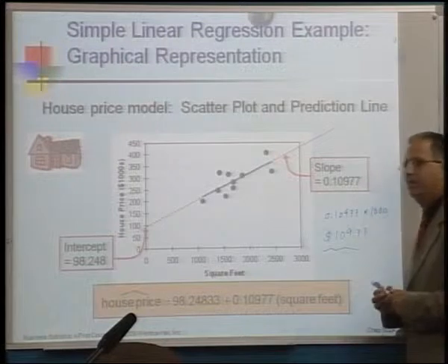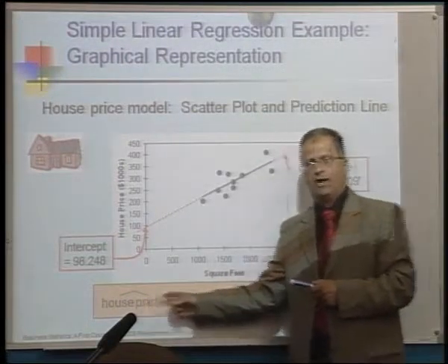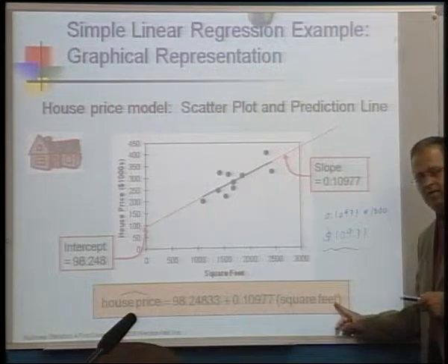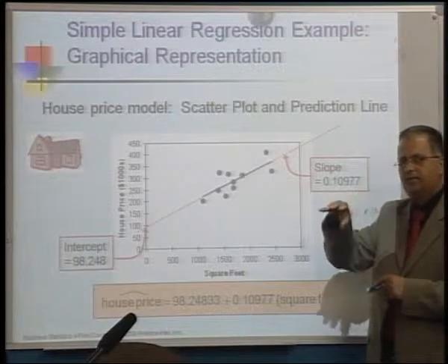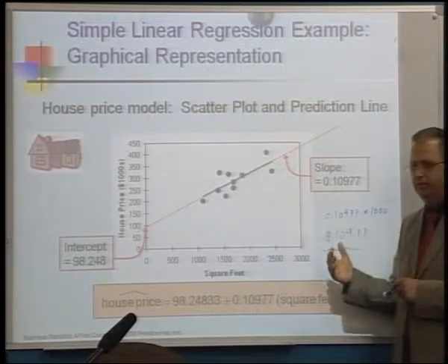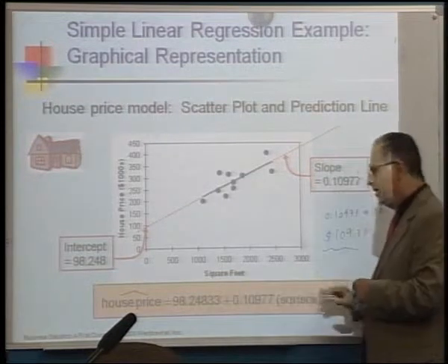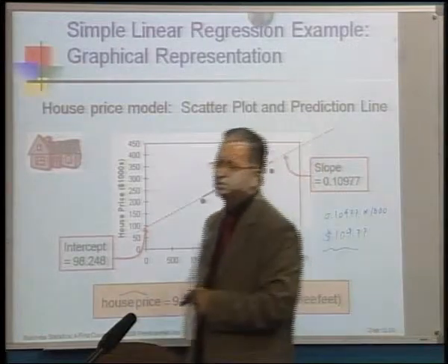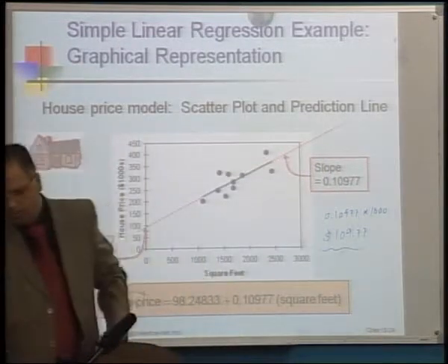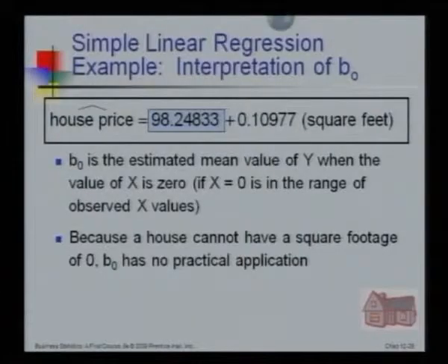In addition to that, we can make some predictions about house price for any given value of the size of the house. If you know that the house size equals 2,000 square feet, just plug this value here, and a simple calculation will give the predicted value of the selling price of a house. That's the whole story for the simple linear regression.